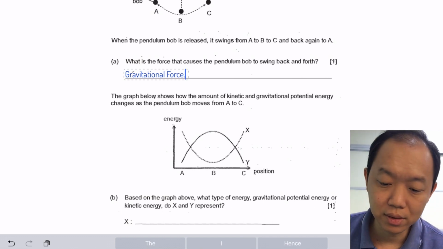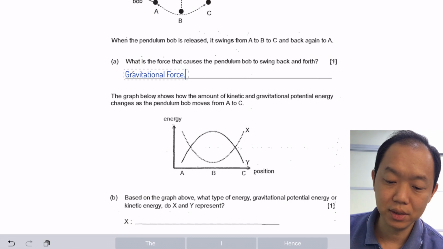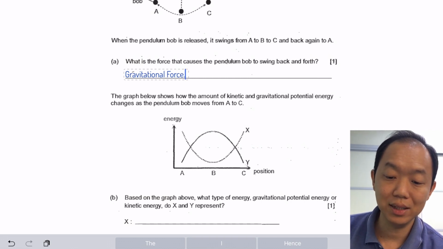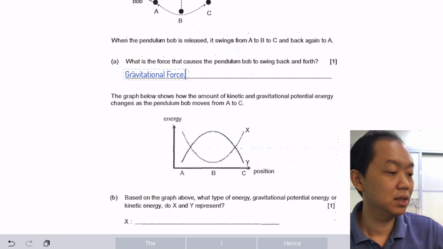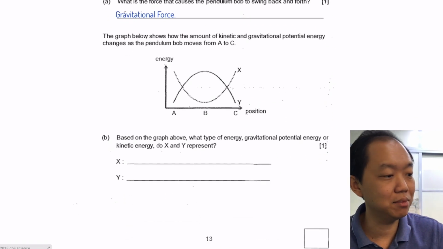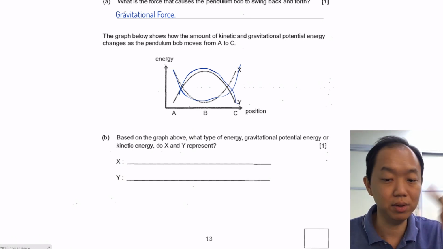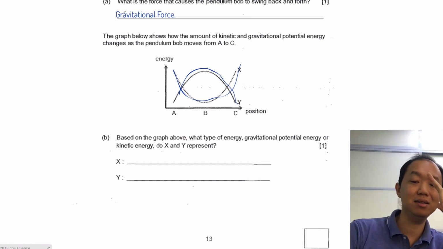So next one, based on the graph, what type of energy, gravitational potential or kinetic, do X and Y represent? So the graph shows the energy, one is going up and down. So you see the energy, right? This is down, then up. Then the other one is up and down. This is when it's swinging between A, B to C, and C, B back to A.